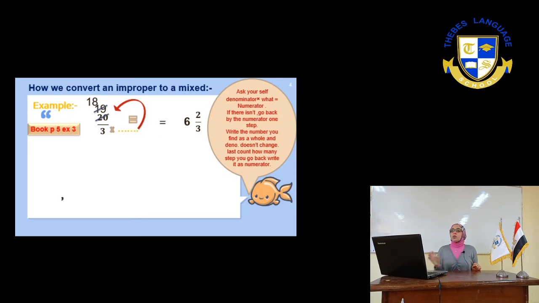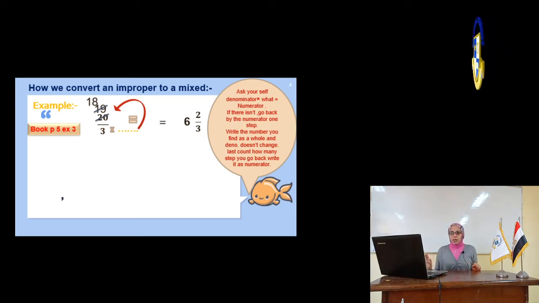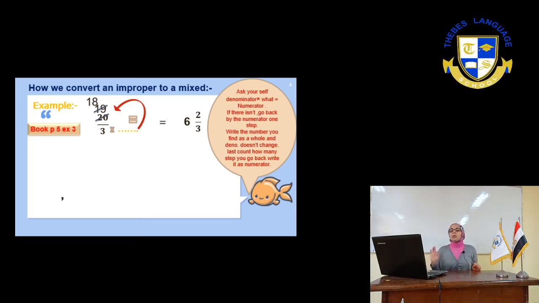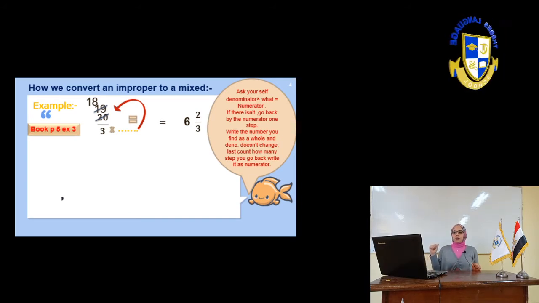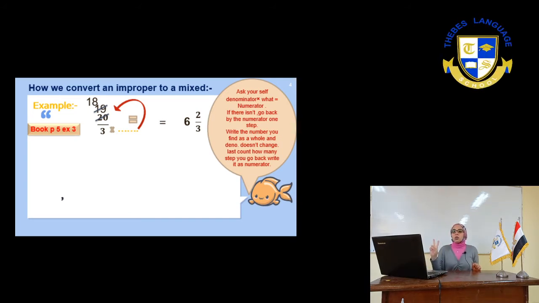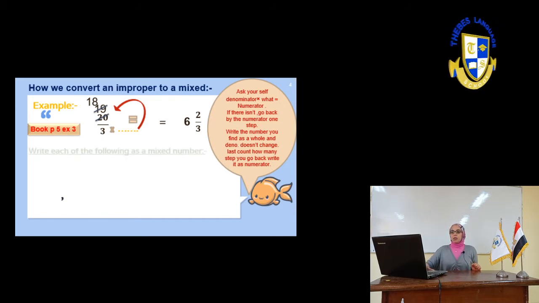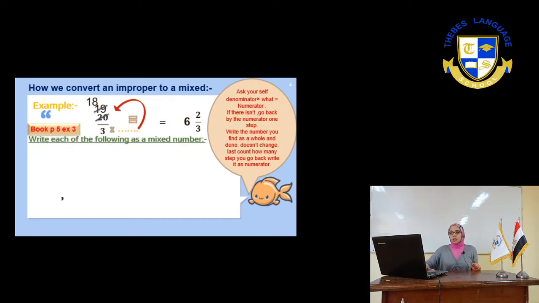And the denominator also doesn't change. It will be 3 as it is. And now count how many steps you went back. We went back by 2 steps. So it will be 2 in the numerator. So the mixed number will be 6 and 2 over 3, 2/3.